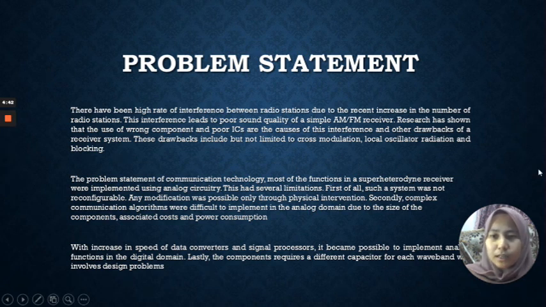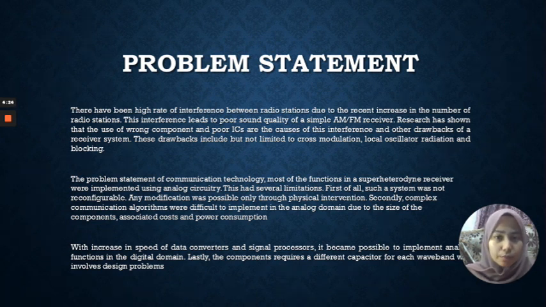Problem statement. There has been a high rate of interference between radio stations due to the recent increase in the number of radio stations. This interference leads to poor sound quality of a simple AM or FM receiver. Research has shown that the use of wrong components and poor ICs are the causes of this interference and other drawbacks of a receiver system. These drawbacks include but are not limited to cross modulations, local oscillator radiations, and blocking. The problem statement of communication technology.